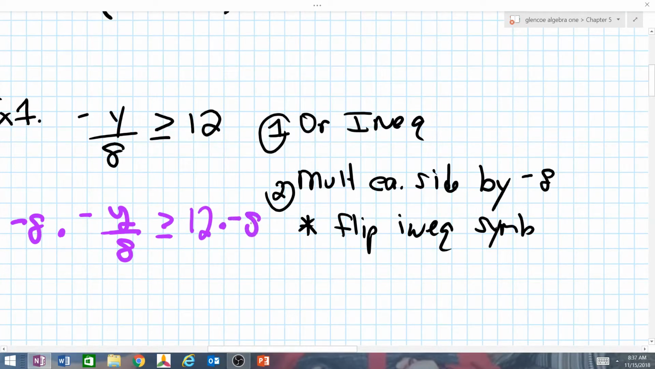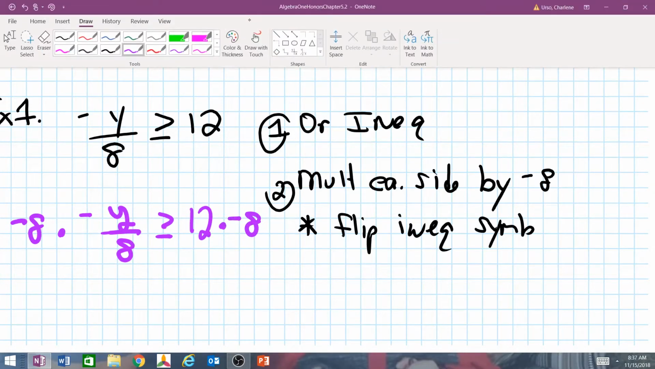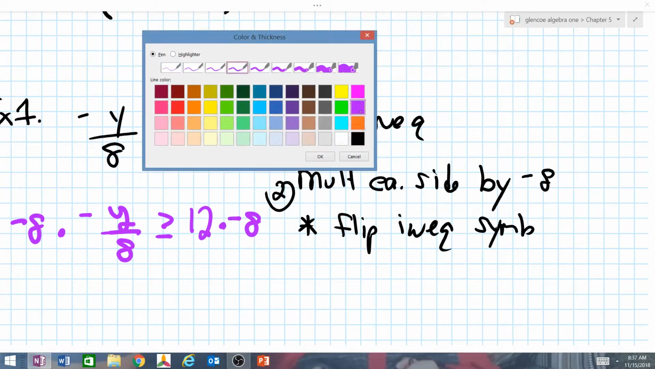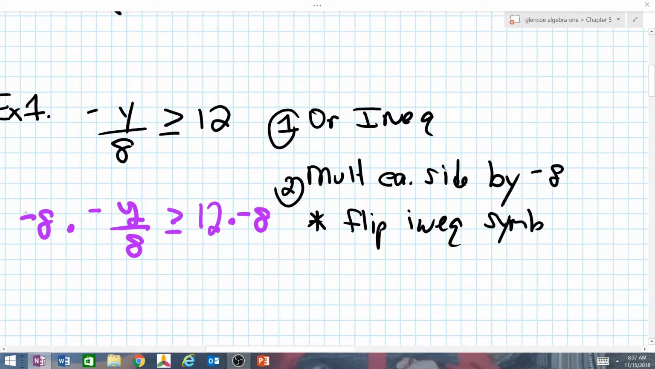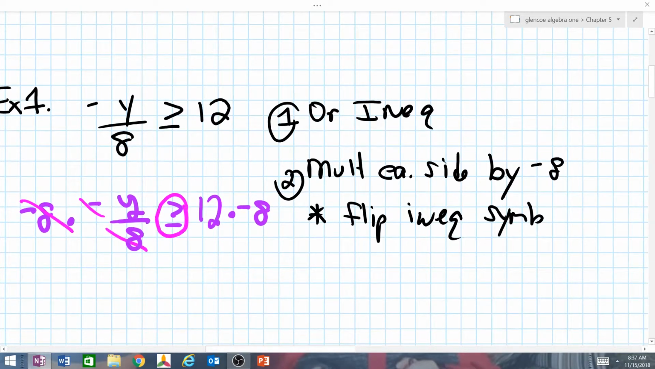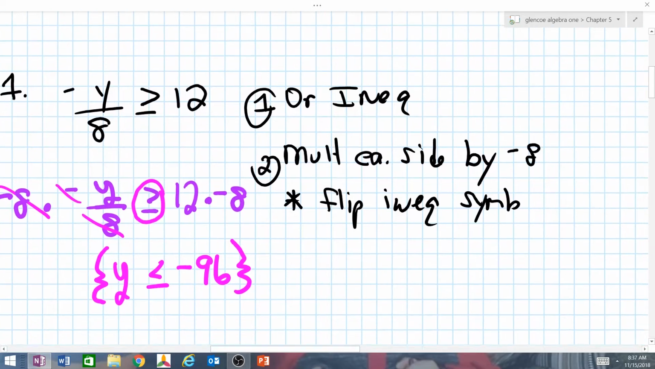So we're going to multiply by -8. Please remember, you're going to hear me say this, I hope, like when you're sleeping. When you multiply or divide both sides of an inequality by a negative number, you must remember to reverse the inequality symbol. So watch what happens. These negatives cancel out, and you're going to circle your inequality symbol, and you're going to get y is less than or equal to -96. Does anyone have a question? All right, let's try another one.